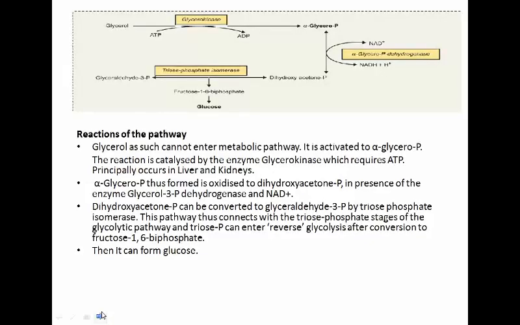Now see this other special pathway for formation of glucose or glycogen from glycerol. Glycerol does not enter the metabolic pathway directly. It is first activated to glycerophosphate, and this requires the enzyme, as I told you, glycerokinase, which also requires ATP, adenosine triphosphate, which occurs principally in liver and kidneys.